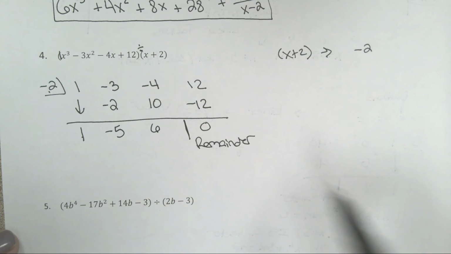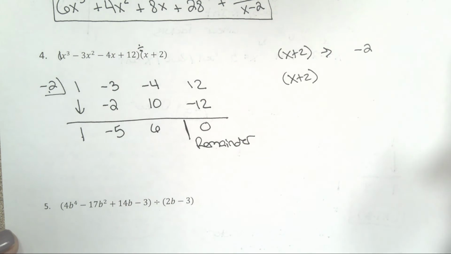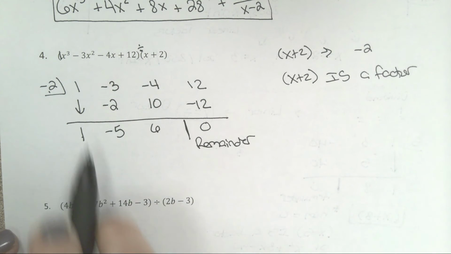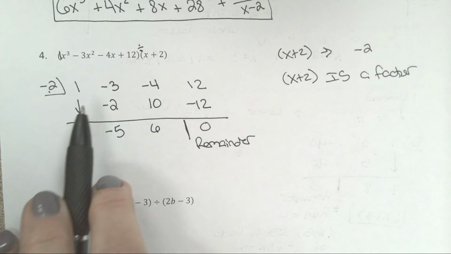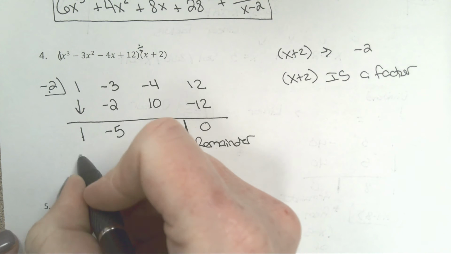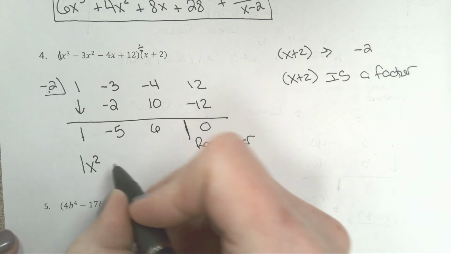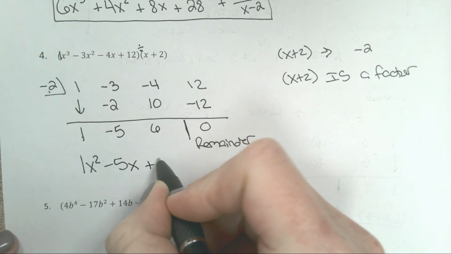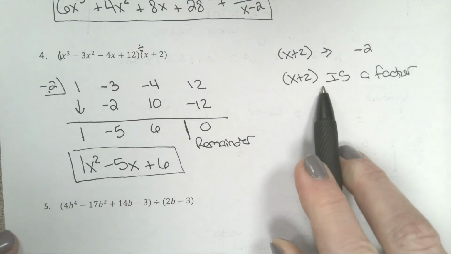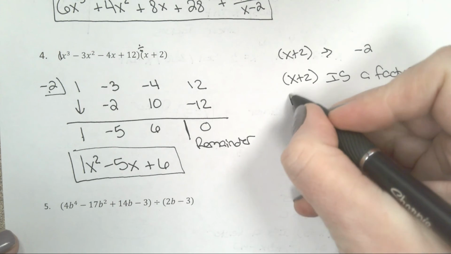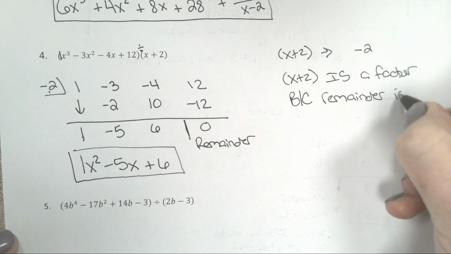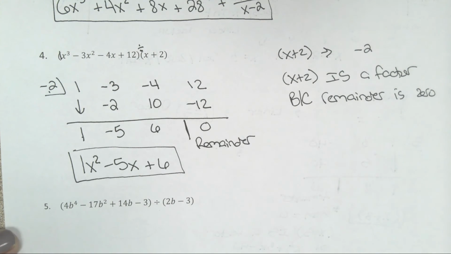All right, so I have a remainder of 0. I can tell you for certain that x plus 2 is a factor of this original polynomial. And when I divide this, put your variables back in. It is 1x squared minus 5x plus 6. And I can tell that x plus 2 is a factor because my remainder is 0. Be able to state that fact.